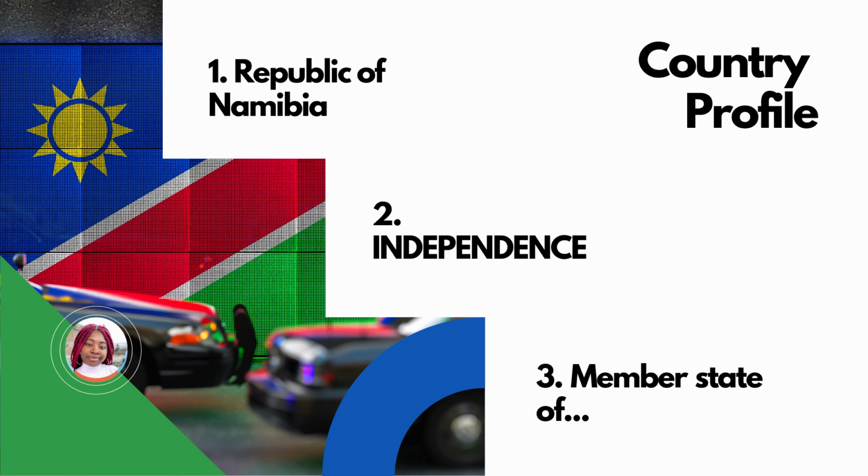Now, Namibia is one of the last countries to gain independence from Europe, and it became independent on March 21st, 1990. The country is also a member state of the United Nations, the Southern African Development Community, the African Union, and the Commonwealth of Nations.